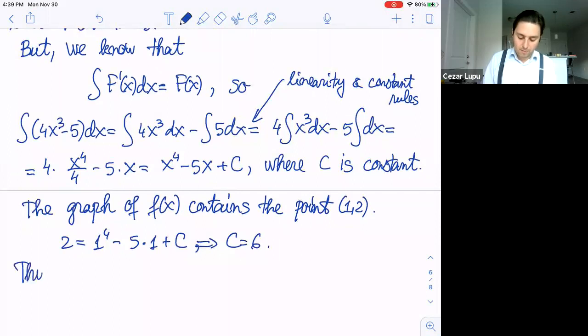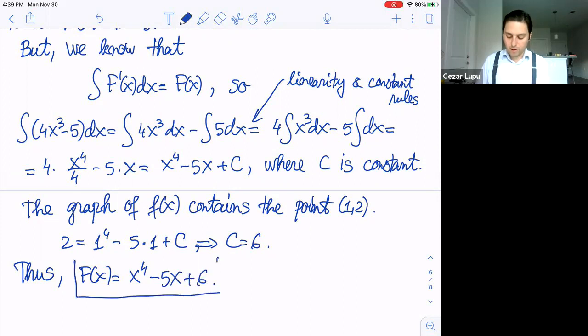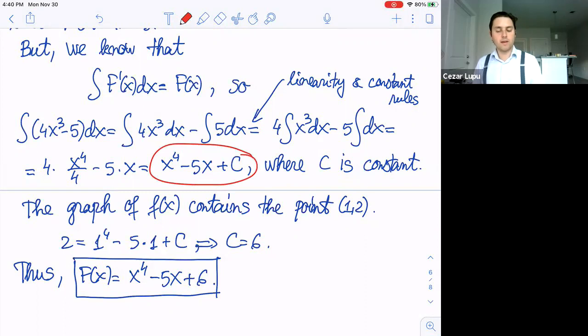And finally, this implies that f of x is nothing else than just x to the fourth minus 5x plus 6. And that's the function we're looking for, right? We almost determined the function if you look here. The only thing we didn't know was the constant c, but now we determined the constant c. So, all right.